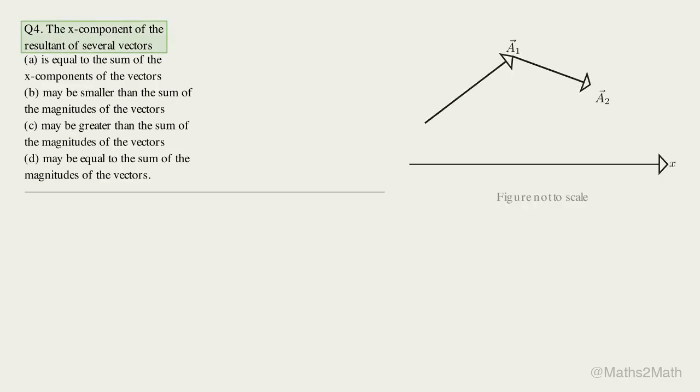Question 4. About the x component of the resultant of several vectors. Option A. It is equal to the sum of the x components of the vectors. Option B. It may be smaller than the sum of the magnitudes of the vectors. Option C. It may be greater than the sum of the magnitudes. Or option D. It may be equal to the sum of the magnitudes. What does this mean? Components add. Each component is at most the magnitude.